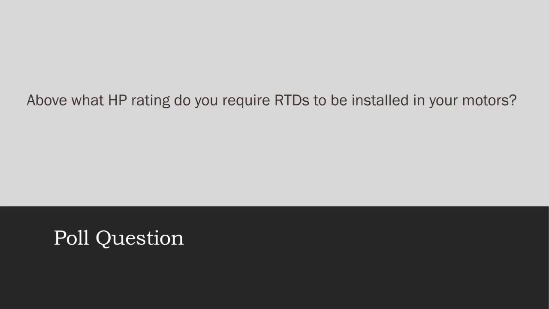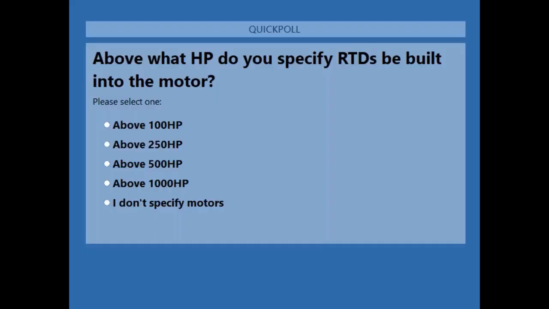Okay, here's another poll question I think that's fairly relevant. And that is, what horsepower do you guys install? And hopefully on the line here, we have some plant engineers, we have some consulting engineers, we have some end users, maybe some integrators. But when you're writing a specification, I guess I'm curious, above what horsepower do you specify that the RTDs should be built into the motor? I'll leave that up for another 60 seconds.